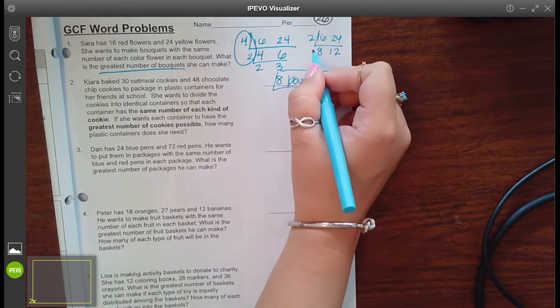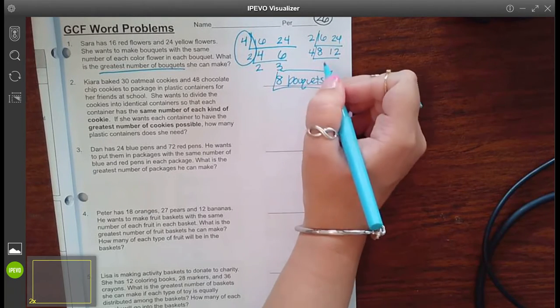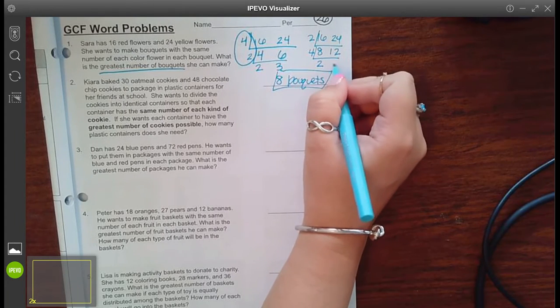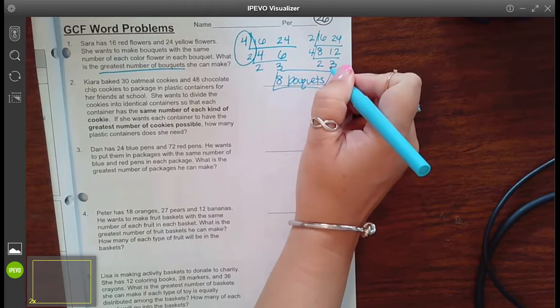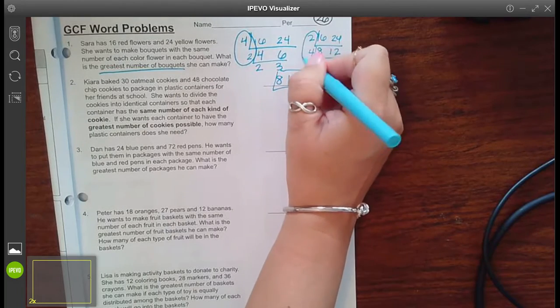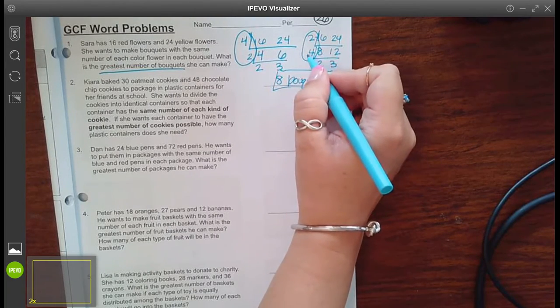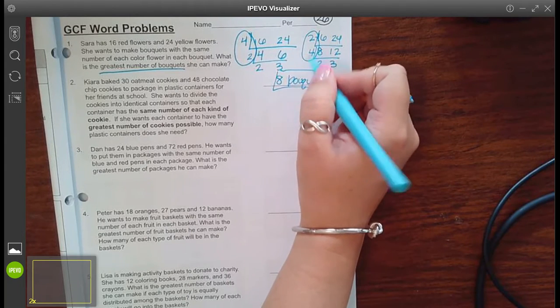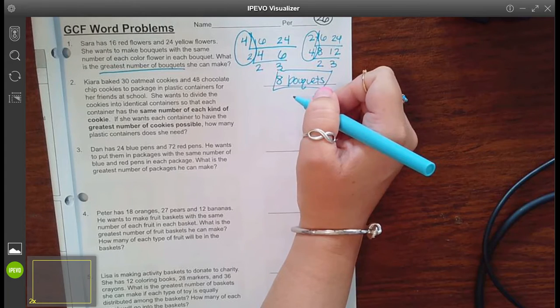Some people would say 2. I'm going to say 4 because I don't have that much space left. 4 goes into 8 2 times. 4 goes into 12 3 times. You're still left with 2 and 3 on the bottom, and 2 times 4 is 8. And even if you did a 2 here, you would have just had one more row, and when you multiplied those numbers, you still would have gotten 8.